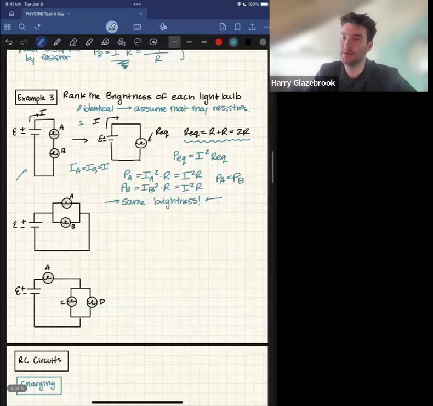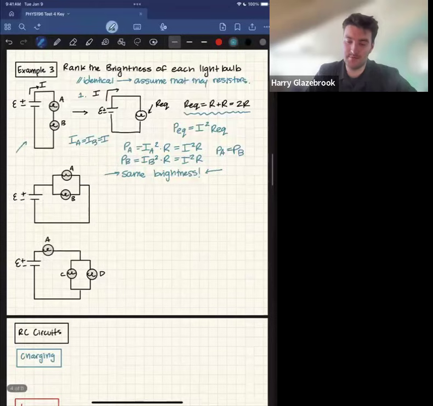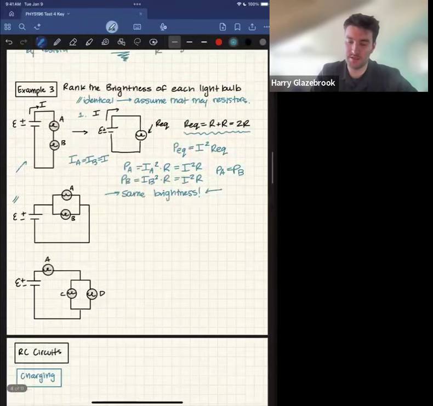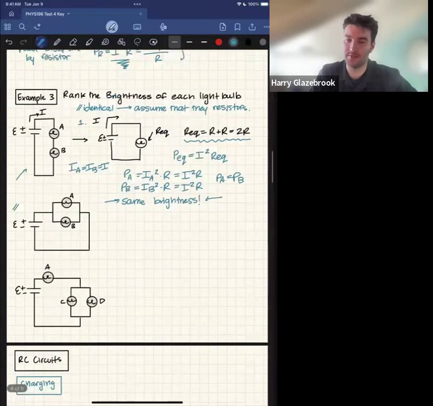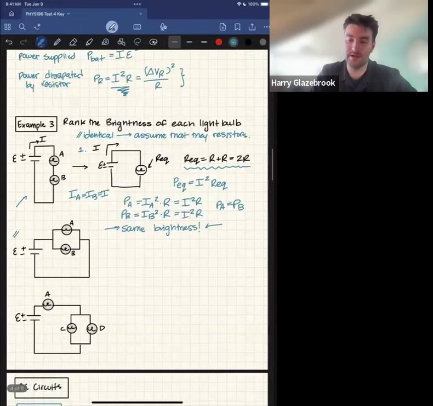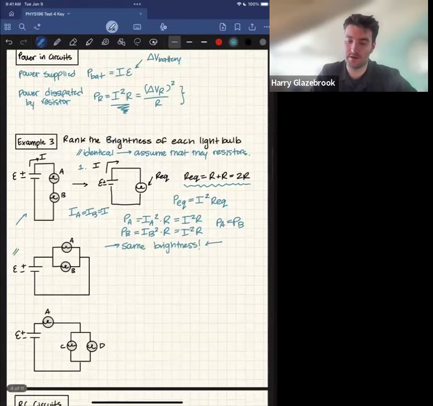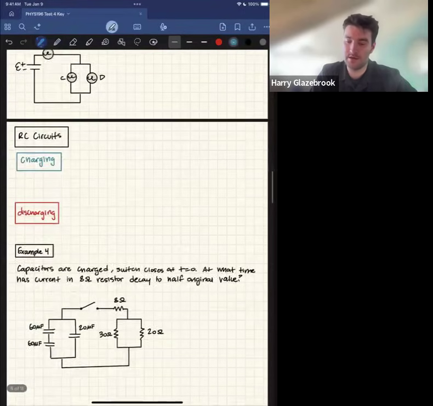For the sake of time, I'm just going to skip these two for right now, the parallel and the mixed case. I'll do them in the notes just so you can look at them later, but I just want to make sure we get to magnetic fields. So, okay, I'm going to leave that for right now.